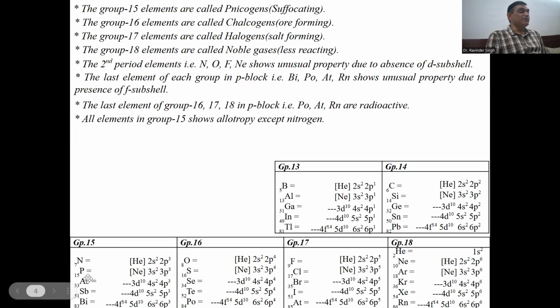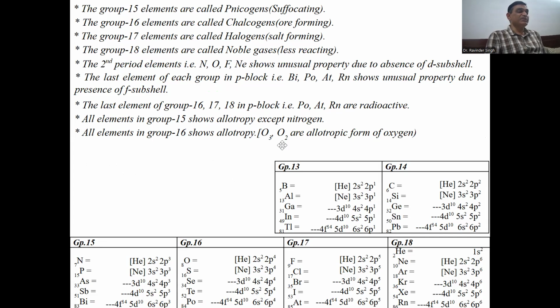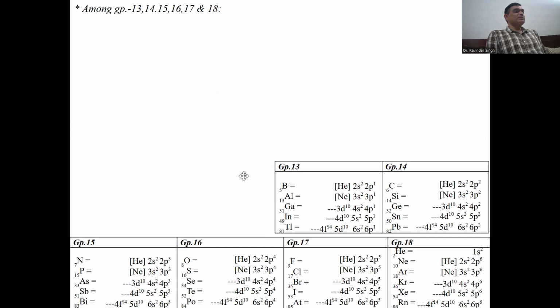Other elements like phosphorus show the property of allotropy, and so on. In group number 16, oxygen and ozone are the allotropic forms of oxygen. All elements in group number 17 and 18 do not show allotropy. So these are some basic things.